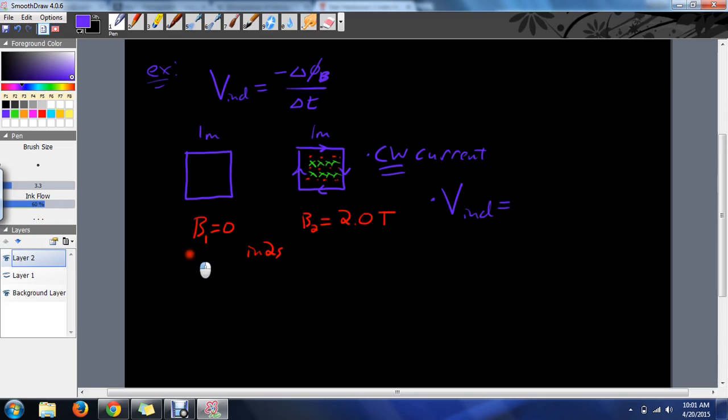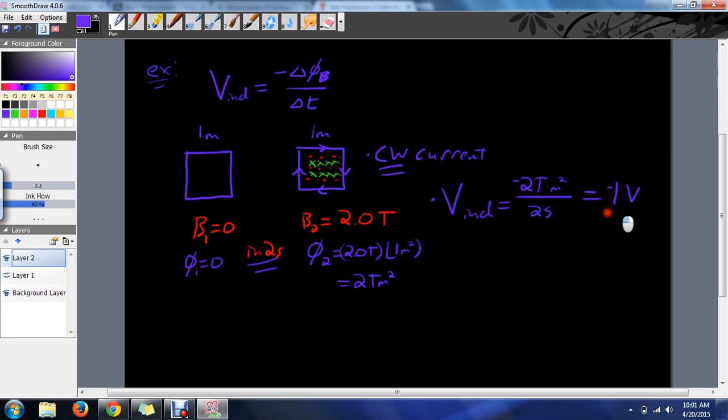So the initial magnetic flux was 0. The final magnetic flux was 2 Tesla times the area, which is 2 Tesla square meters. So we get 2 Tesla square meters over 2 seconds, which was the amount of time it took to do that. So we get 1 volt. I'll say negative 1 volt, but remember the negative just means it's in the opposite direction, right? It's like Newton's third law. That negative just means opposite direction.